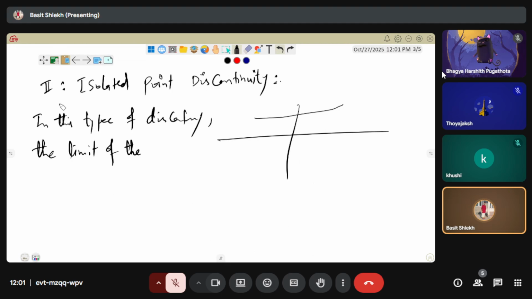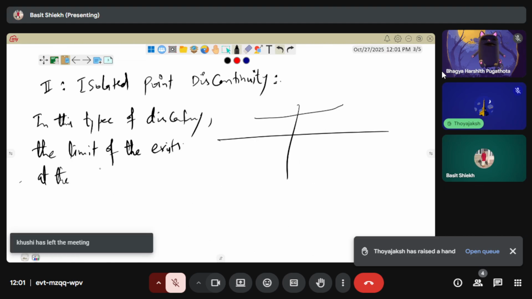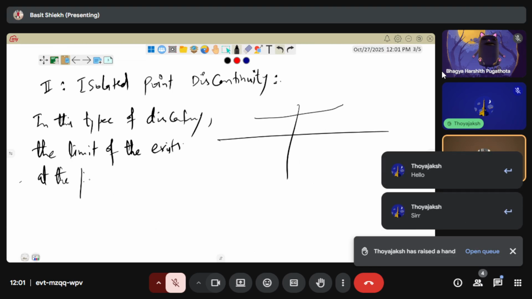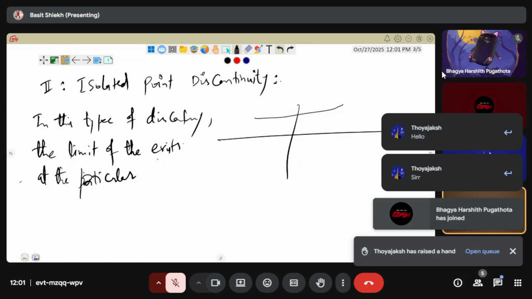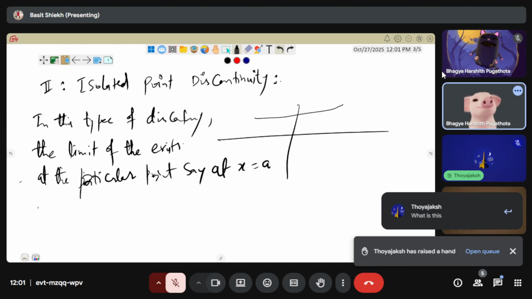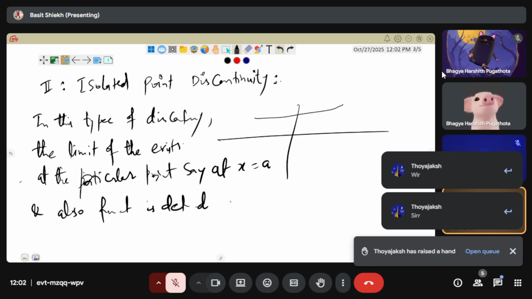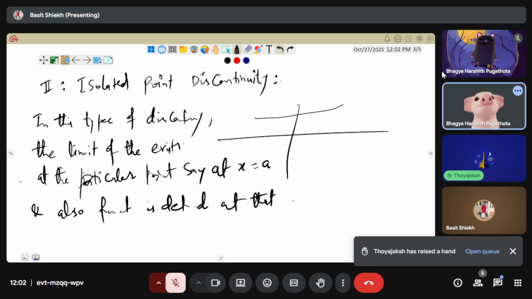Okay, let's come back to the lecture. In this type of discontinuity, the limit of the function exists at a particular point, say at x equal to a, and also the function is defined at that point, but the values are not equal.